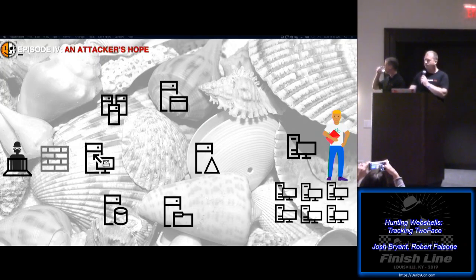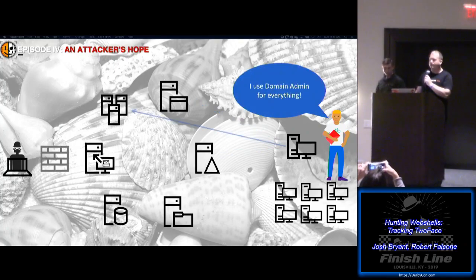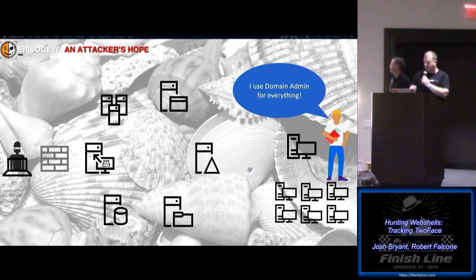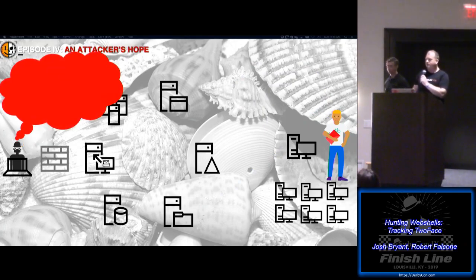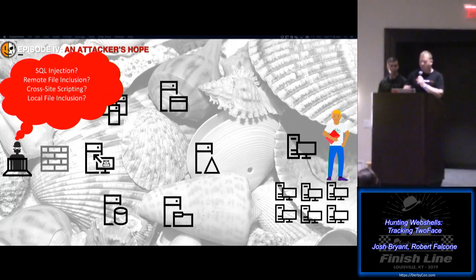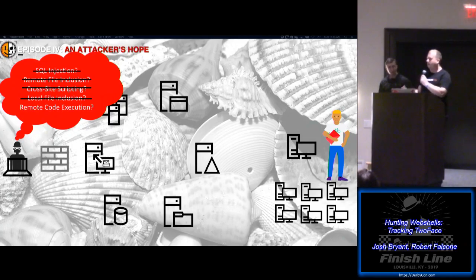So here we have your typical environment where we have a domain admin that uses his domain admin creds for everything, and he exposes them all over the place. Next, our attacker is going to target the Exchange server directly because it's a high-value target, and it's often exposed directly to the internet so people can access things like OWA. So he's going to try a few common techniques, maybe SQL injection, remote file inclusion, cross-site scripting, local file inclusion, and maybe eventually get onto remote code execution, which is his most likely avenue. However, there aren't any known remote code execution vulnerabilities in Exchange that I can find.